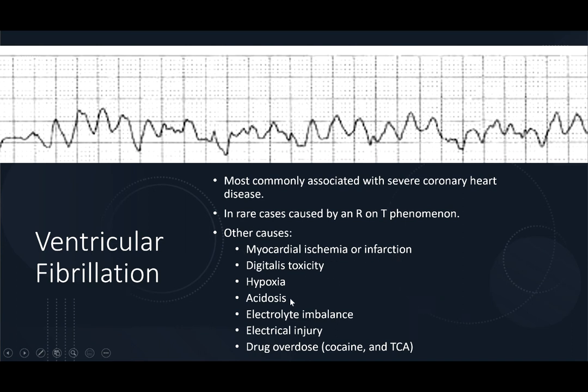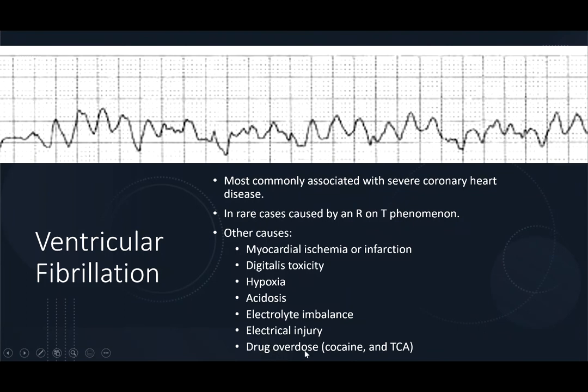Could also be that digitalis toxicity that we talked about, hypoxia, acidosis, those electrolyte imbalances like low potassium, low magnesium, and low calcium. Electrical injury also causes VFib. So if you were to be electrocuted by a high voltage, whether it be a power line or lightning, any high voltage injury could cause that RNT phenomenon, crisscrossing of those electrical pathways, and put you into VFib.